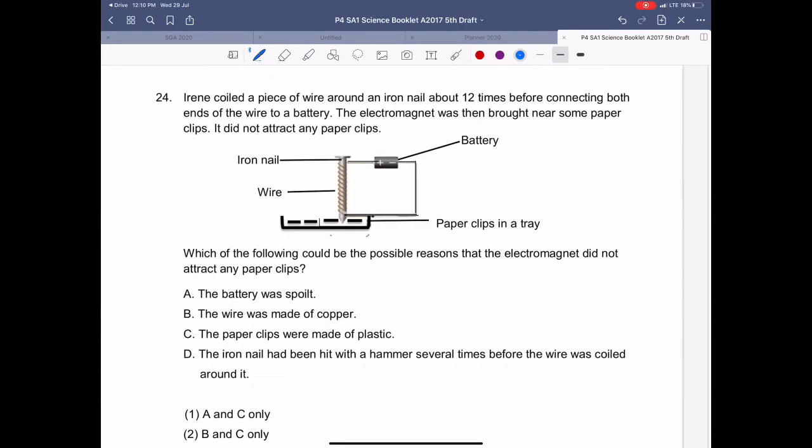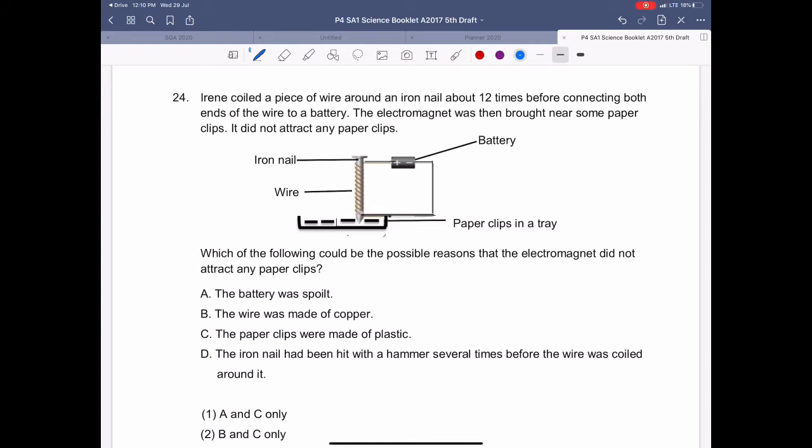Okay, Irene coiled a piece of wire round an iron nail 12 times before connecting both ends of the wire to a battery. The electromagnet was then brought near some paper clips and it did not attract any paper clips. So straight away, you see there are key terms that can help you identify. You see things like wire round iron nail, you see words like electromagnet. So the topic that they're testing you on must be on magnet. Okay, I'm not quite sure what concept yet.